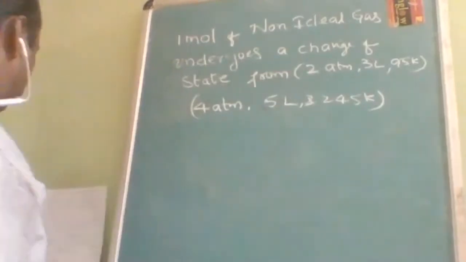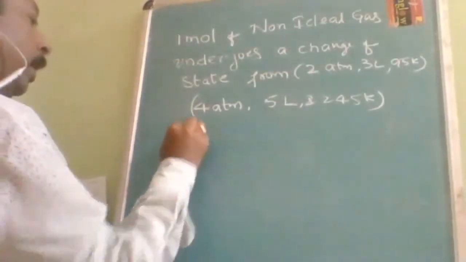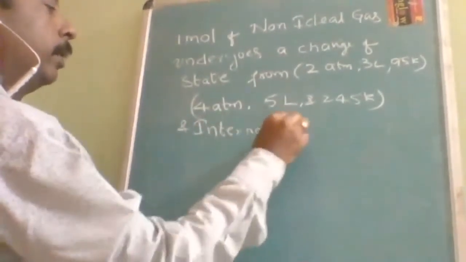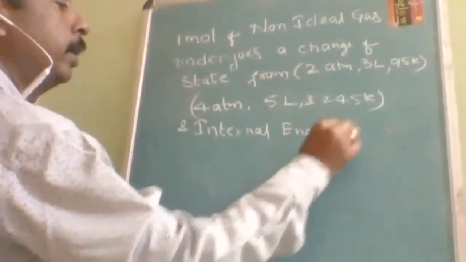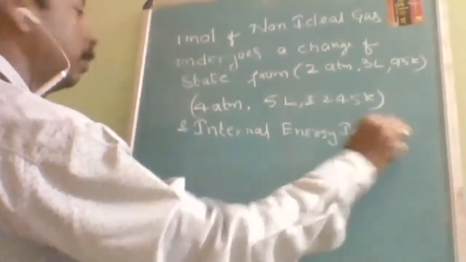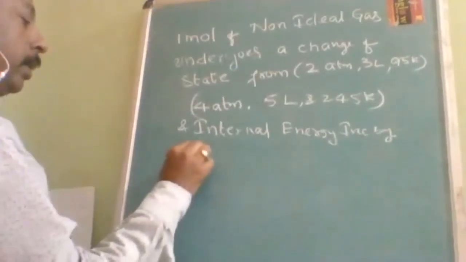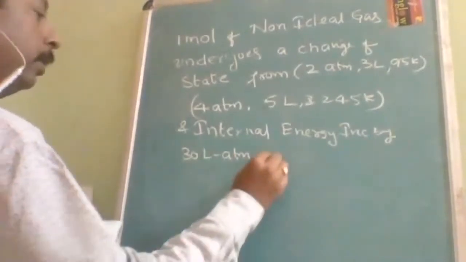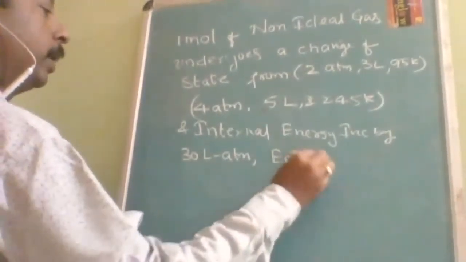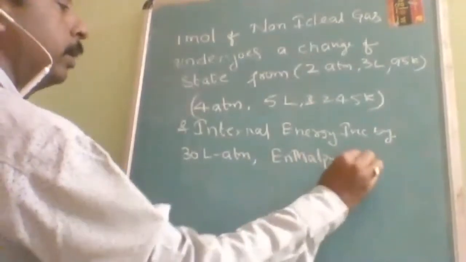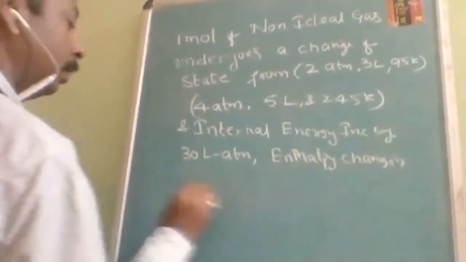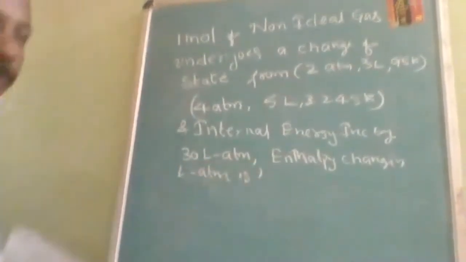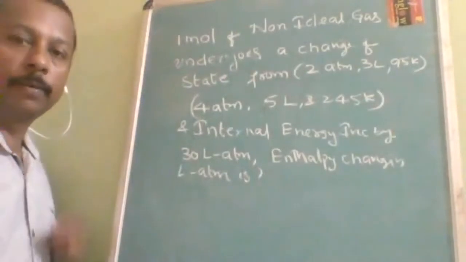And the internal energy is increased by 30 liter atmosphere. Then the enthalpy change, in liter atmosphere, is what? This is the question.